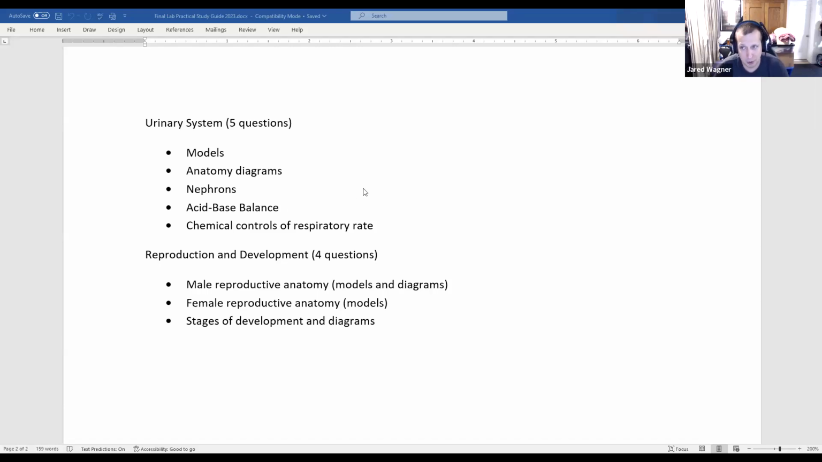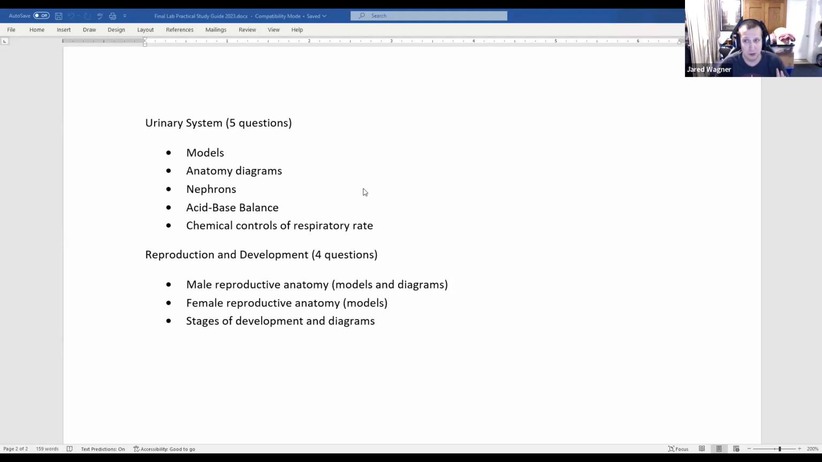There will be acid-base problems on this, so make sure you know that. Chemical controls of respiratory rate. So think about how your respiratory rate would be affected if pH increases or pH decreases, or carbon dioxide levels increase or carbon dioxide levels decrease. So obviously if CO2 levels increase, we're going to increase our respiratory rate and respiratory depth to get rid of that extra carbon dioxide. If CO2 levels decrease too much, we are going to reduce our respiratory rates and respiratory depth to get CO2 levels back to a normal homeostatic level.